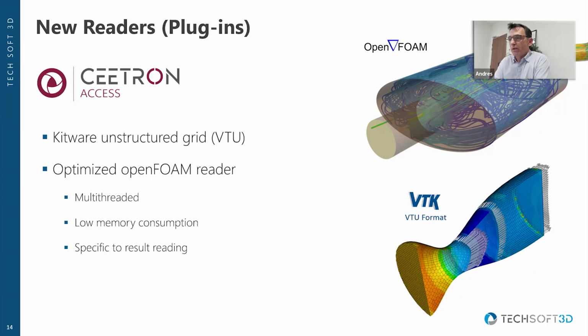The second reader that's added is sort of a duplicate. CEETRON Access already has an OpenFOAM reader, which is very extensive in its data coverage, process, setup and results. But we had this optimized OpenFOAM reader which is maybe 3 to 5 times faster. It's multi-threaded and is very cautious in its memory consumption. It's very much focused on post-processing. I'm not going to say it can completely replace the existing OpenFOAM reader, but if you're really focusing on post-processing applications, this is definitely the way to go.